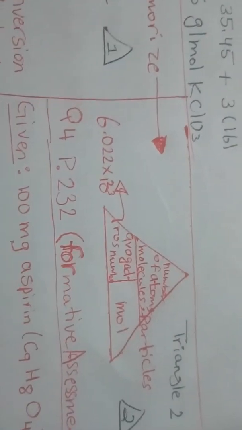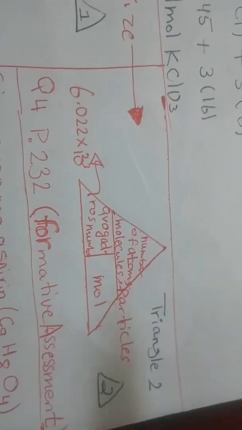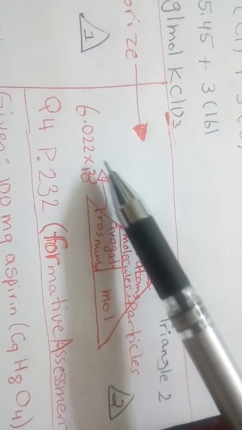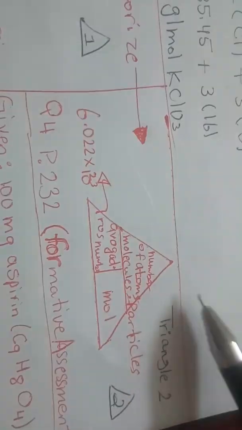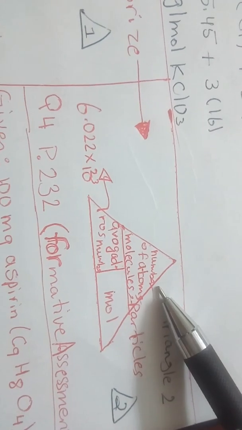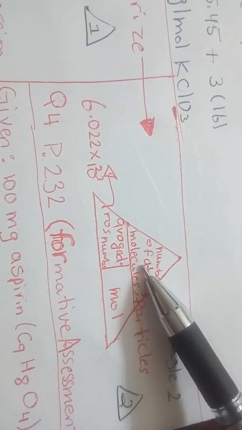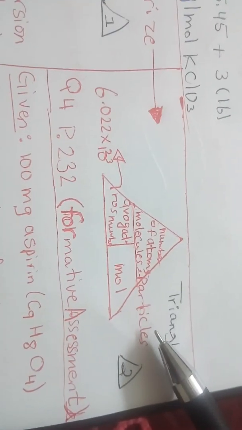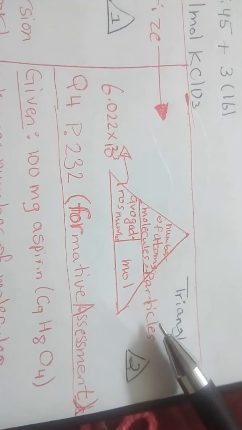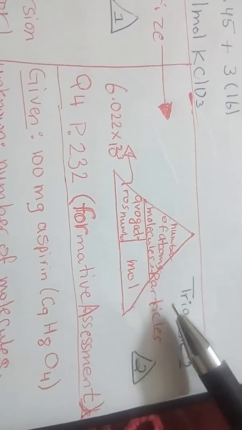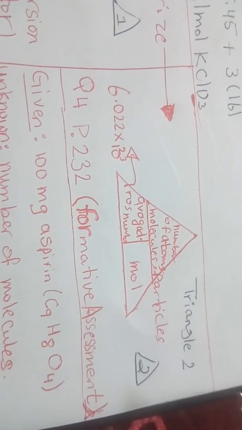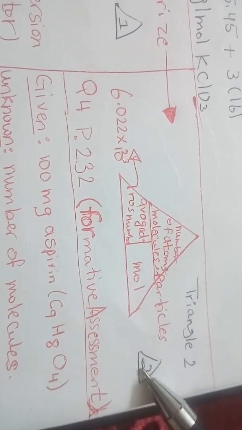As you can see here, in this triangle I talk about Avogadro's number, which is 6.022 times 10 to the 23. And then the second element is number of atoms, number of molecules, or number of particles. So the question that you're going to get on your SAT test will include one of these. It'll ask you to find the number of atoms, molecules, or particles. And then the third element is moles. Okay, so again, this is triangle 2.